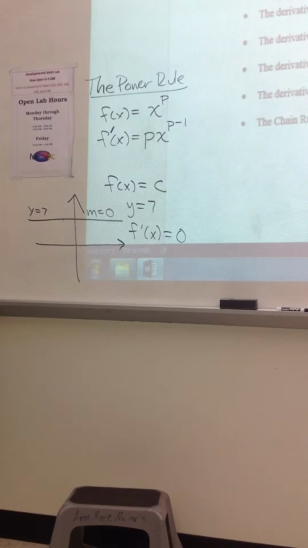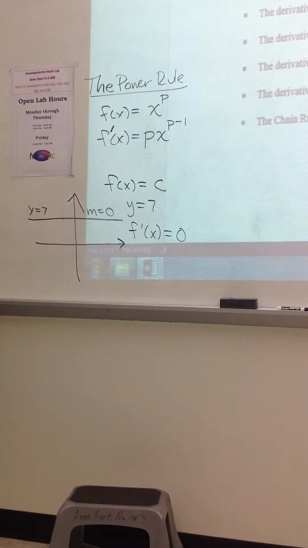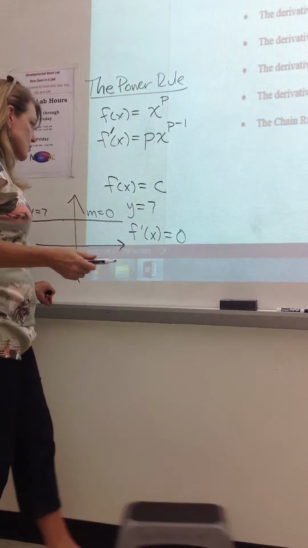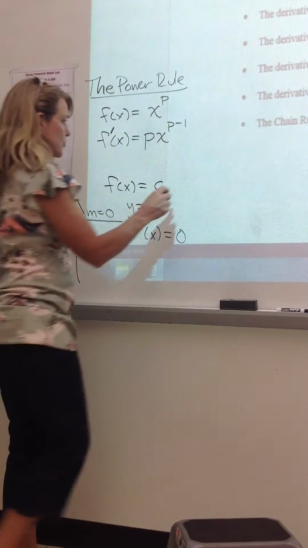And that was part of question number 3 on your quiz, was what are the 3 times that a derivative will be 0? Well, one of them is if your function's constant and it's all flat, then your derivative will be 0.